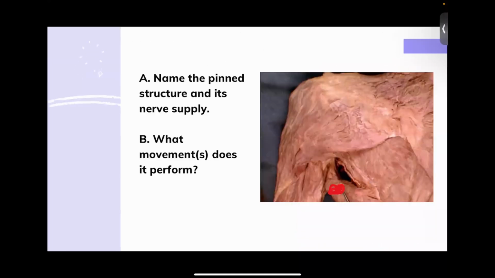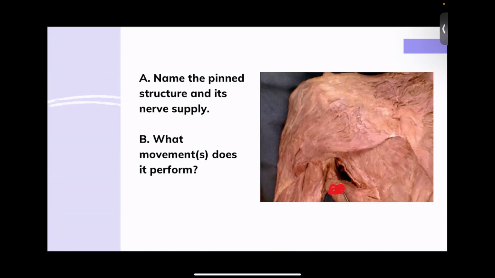Okay. So now name the pin structure. So basically this colored one, the red color, and its nerve supply, and what movement does it perform. So pause the video. Okay, so the pin structure is the teres major. Okay, and the nerve supply to it is the lower subscapular nerve. Okay, so teres major, the nerve supply is lower subscapular.